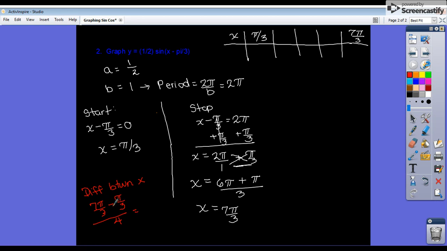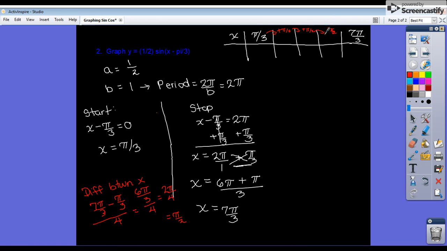So common denominators, no need for crisscross applesauce on this one. We just subtract the numerator, keep the denominator the same. And that would give me 6 pi over 3, which is 2 pi. 2 pi over 4 would give me pi over 2. So for each one of these x values, I'm adding pi over 2 to get from one value to the next.